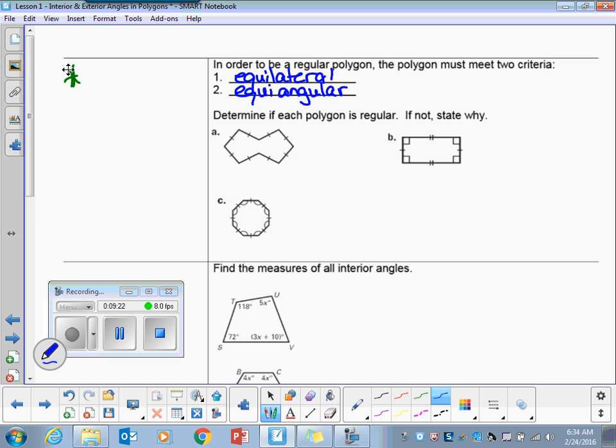Okay, so looking at letter A, that is marked with all sides congruent. We are meeting the equilateral criteria. However, this one's going to be irregular. It's not equiangular. I have an acute angle here, but I have a reflex angle there. So there is no way this is equiangular, not equiangular.